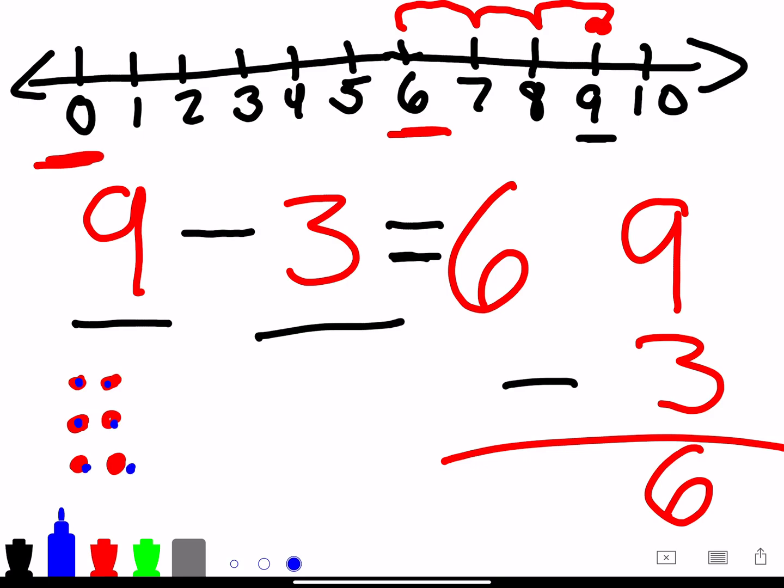So you counted your work using that method, and you're like, well, I got 6 too, so I did this problem right. That means I know this is the answer. I know this is the difference. 9 minus 3 equals 6, and that's the difference.